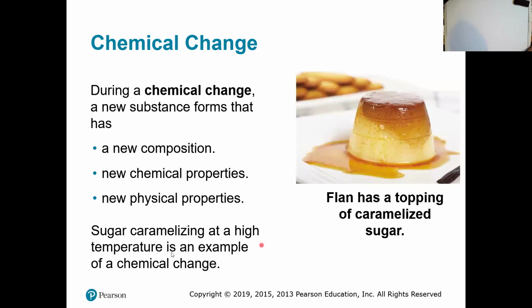When you expose things to very high temperatures, like when you burn something or when you cook something, when you fry an egg, things like that, extremely high temperature causes a chemical reaction to occur. So when you have something like cooking flan and you have that topping of caramelized sugar, the sugar being caramelized by that high heat is an example of a chemical change. If you look at the original sugar composition compared to the caramelized sugar, it's a different chemical formula.